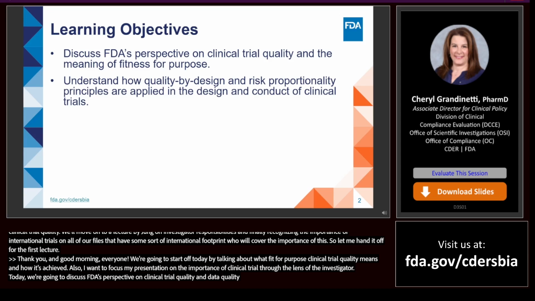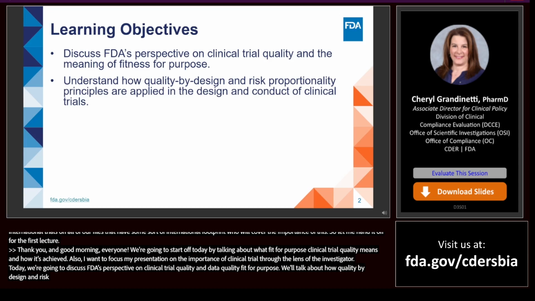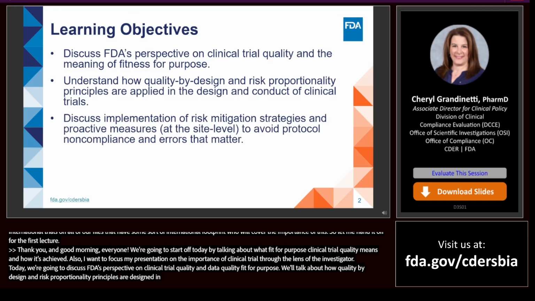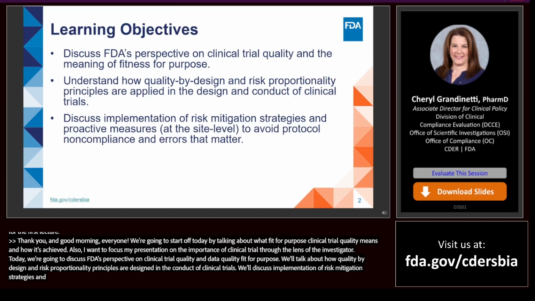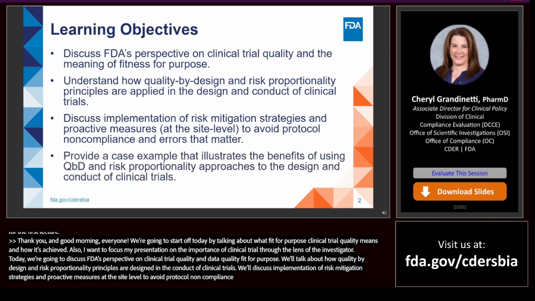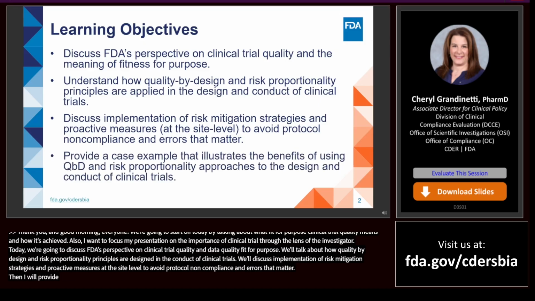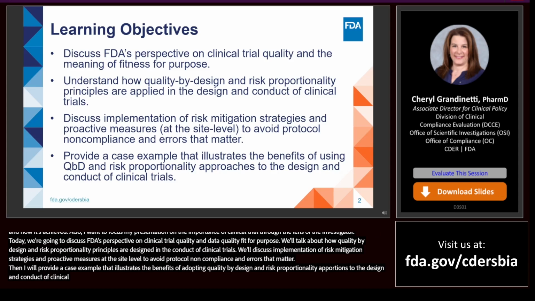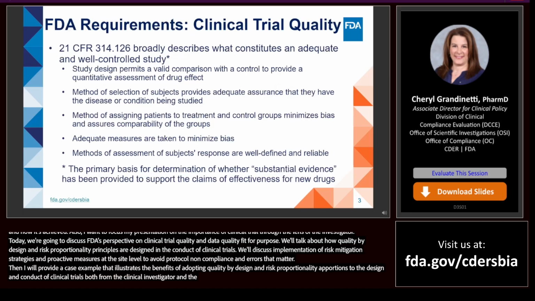We'll talk about how quality by design and risk proportionality principles are applied in the design and conduct of clinical trials. We'll discuss implementation of risk mitigation strategies and proactive measures at the site level to avoid protocol noncompliance and errors that matter. And then I'll provide a case example that illustrates the benefits of adopting quality by design and risk proportionality approaches to the design and conduct of clinical trials, both from the clinical investigator and the sponsor investigator perspectives.